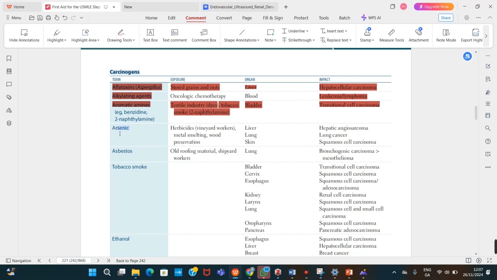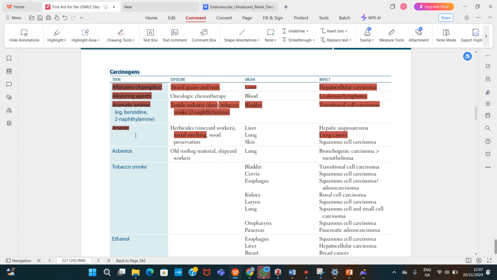Arsenic is a very heavy metal. So that's why it's very common in people that smelt metals. People that smelt metals produce a lot of metallic particles that can be inhaled, leading to lung cancer.